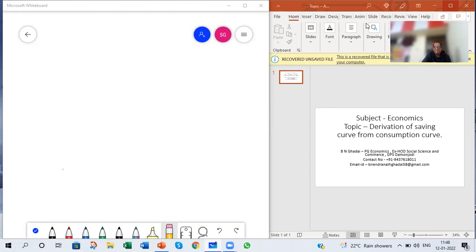Another concept related to aggregate demand and aggregate supply. Today we'll see the derivation of the saving curve from the consumption curve. Let us start this concept with the derivation of the saving equation from the consumption equation. That we'll see.